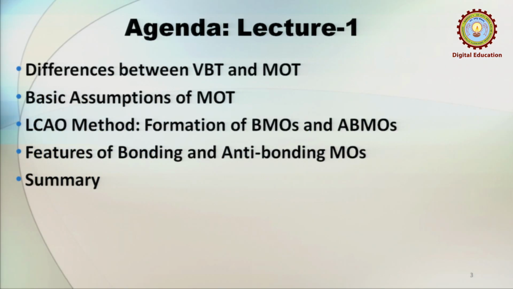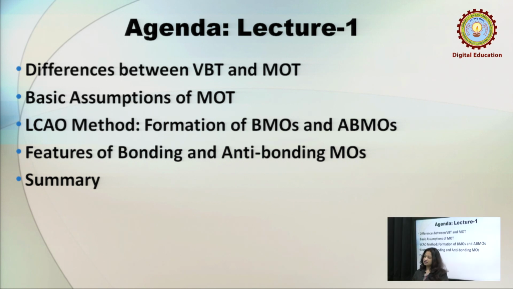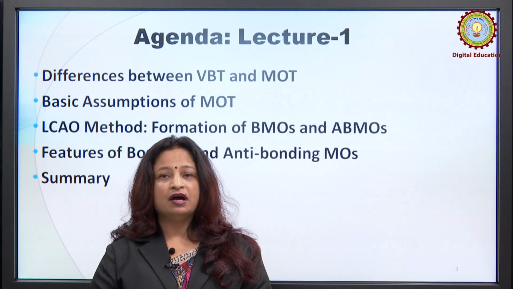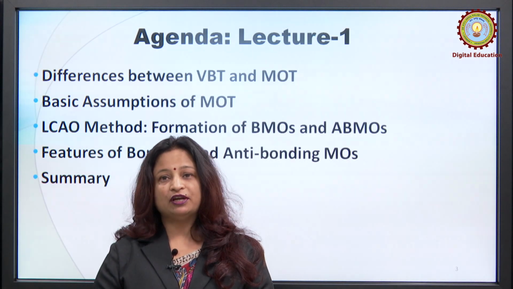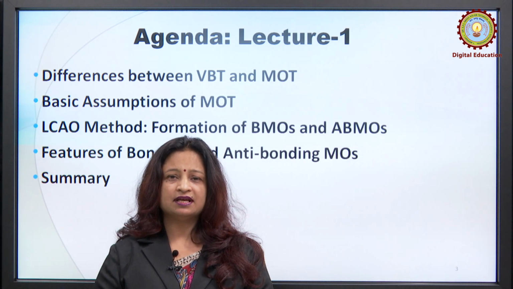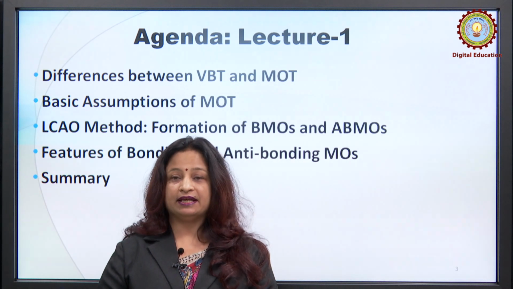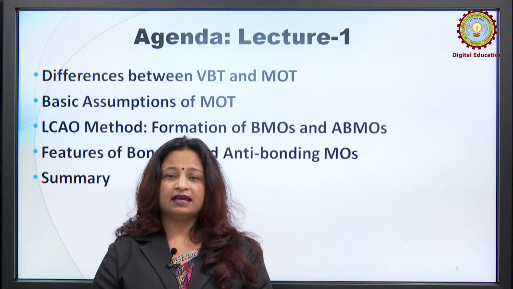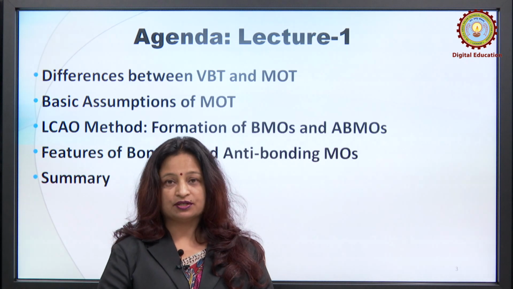Today's agenda will cover basically 5 important points. First, what are the differences between valence bond theory and molecular orbital theory? What are the basic assumptions of molecular orbital theory? Then what is the LCAO method, that is linear combination of atomic orbitals, and how there is formation of bonding molecular orbitals and anti-bonding molecular orbitals, what are the features of bonding and anti-bonding molecular orbitals, and then at the end we will take an overview of the entire lecture.